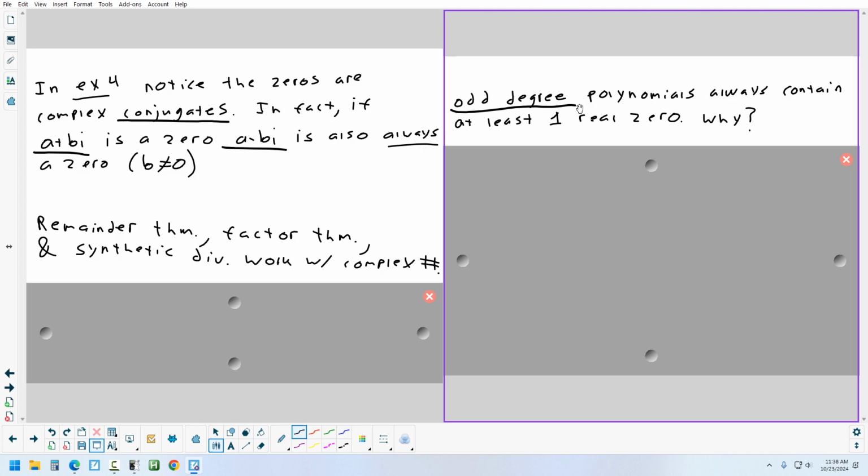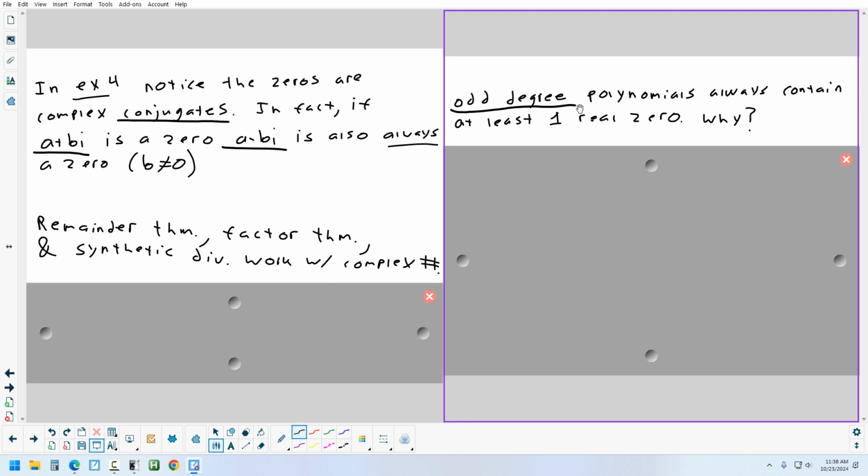Crosses the x-axis. So another way of asking that same thing here is, why do odd degree polynomials always have to cross the x-axis at least one time? Even doesn't. Think of a parabola. A parabola is a U-shape. You could have a U-shape that never crosses the x-axis. But why do odd degree polynomials have to cross the x-axis at least once?